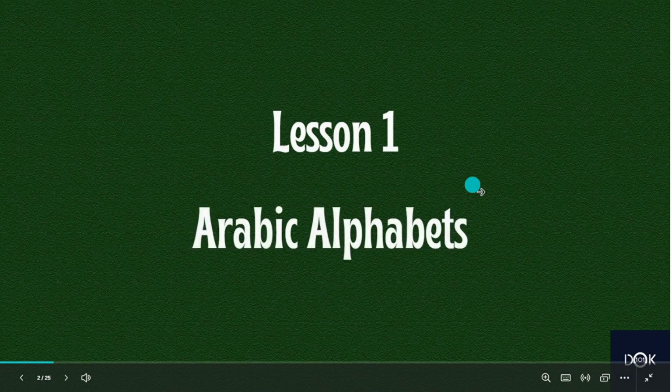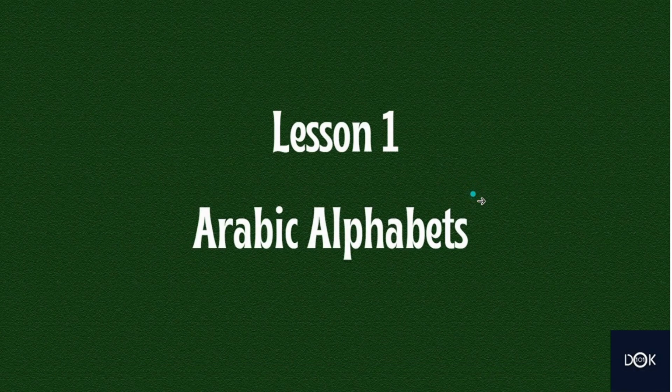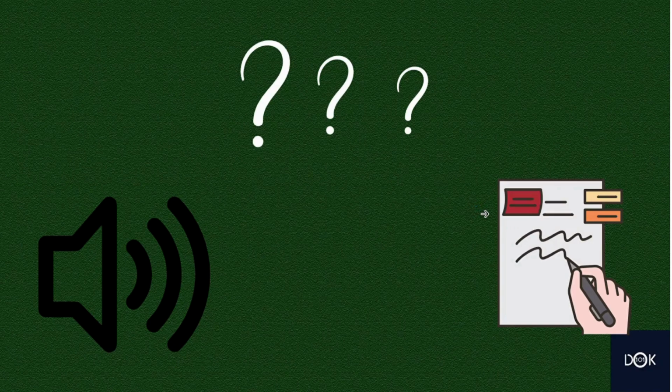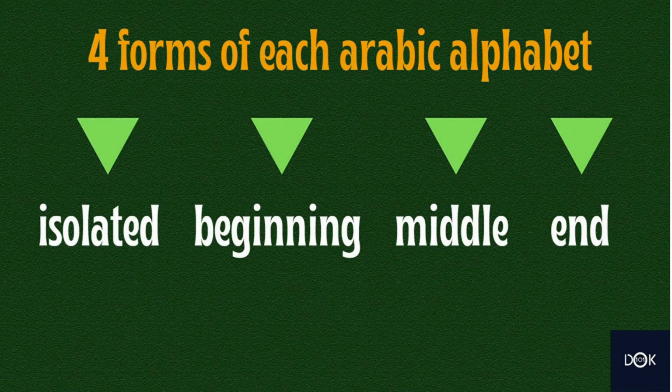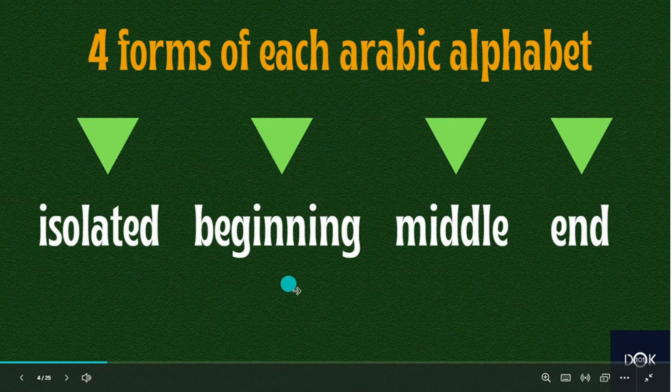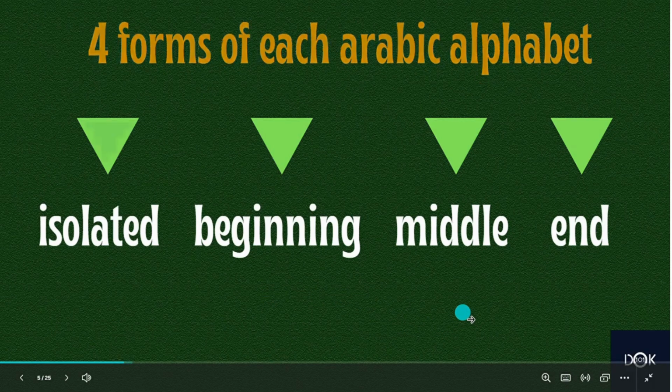In this series, we're diving into one of the most essential aspects of Arabic, the Arabic alphabet. Each letter in Arabic is unique, not only in its sound, but also in how it looks when written. Did you know that the Arabic letters can have up to 4 different forms? That's right. Depending on where the letter appears in a word, be it beginning, middle, end, or when standing alone, the shape of the letter can change.